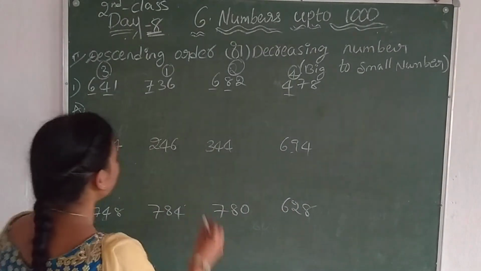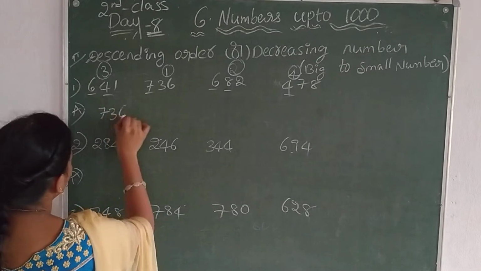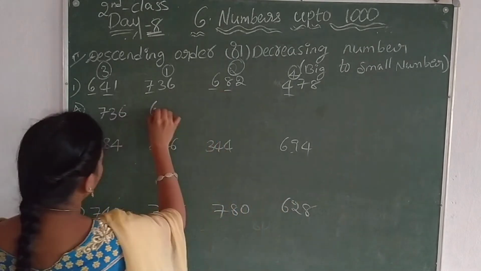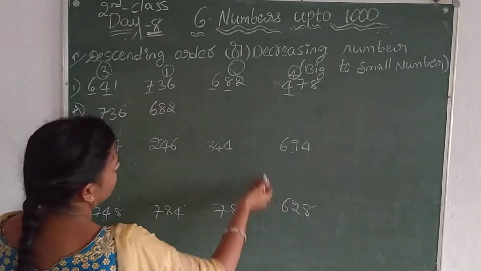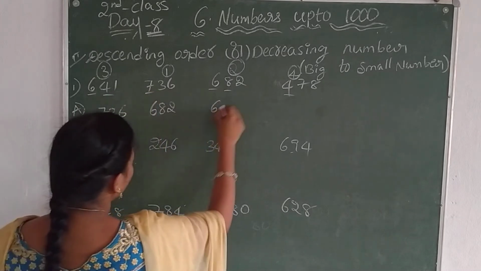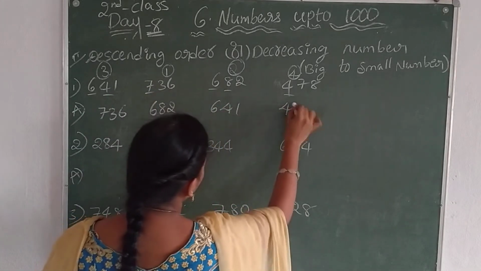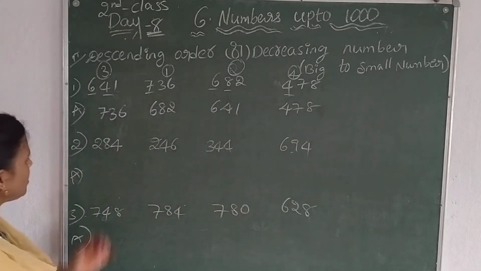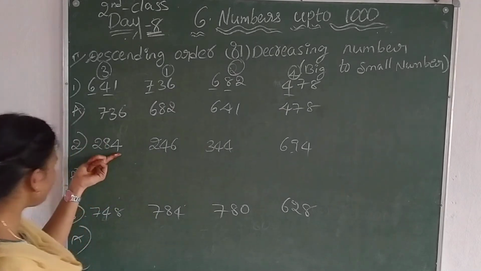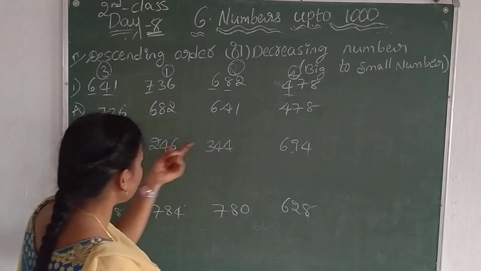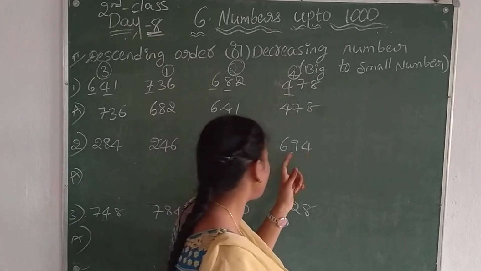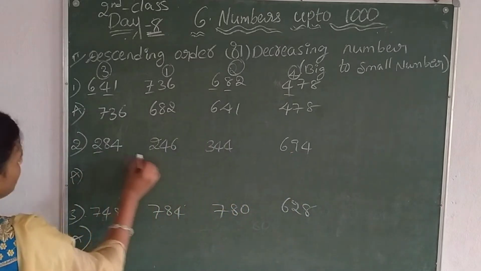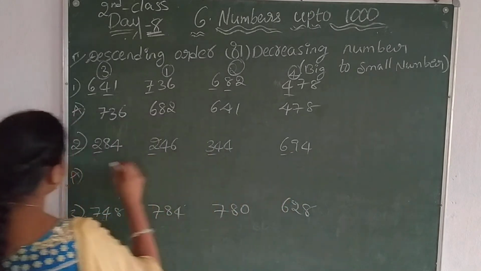See, which is first? 736 is first. Next, 682. Next, 641, 478. And here also see the number first. 284, 246, 344, 694. And check the left side first digits.